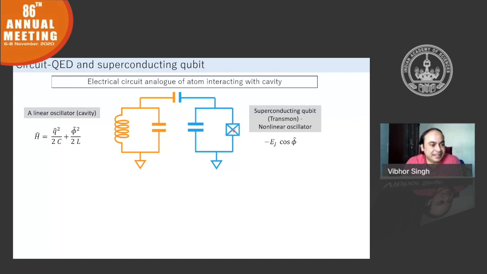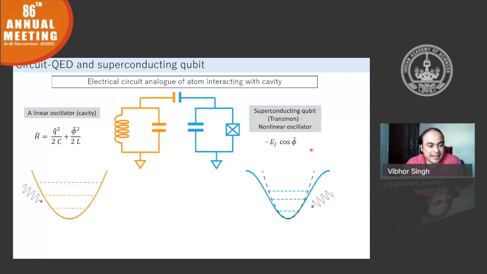The free energy of a Josephson junction is given by this relation. Unlike in a linear oscillator, where we have a quadratic dependence on the node flux, here the energy is given by cosine phi, and EJ is the Josephson energy of this junction. This slight change in the potential energy landscape modifies the energy eigenstates completely. For a linear oscillator, we have energy eigenstates which are equally spaced in energy. But if you modify this potential to cosine phi, we have energy eigenstates which are not equally spaced.